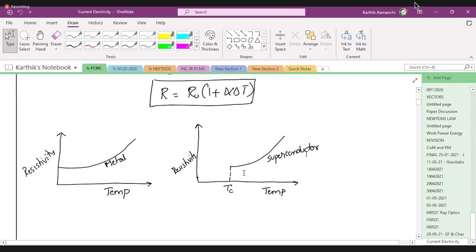Draw this graph. See, I'm taking a lot of time to explain the concepts and everything. If I'm given other sections by this time, half of your current electricity would have been over.